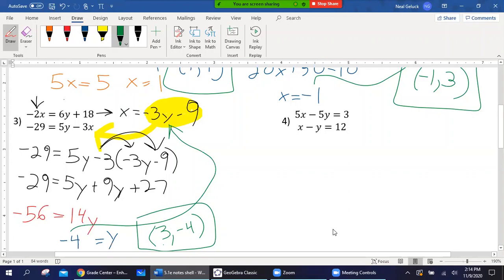For number 4, again, I'm doing substitution, so I'm going to get the x by itself in the second equation. That seems the easiest thing. So it would be, I just add over the y, so it would be y plus 12.